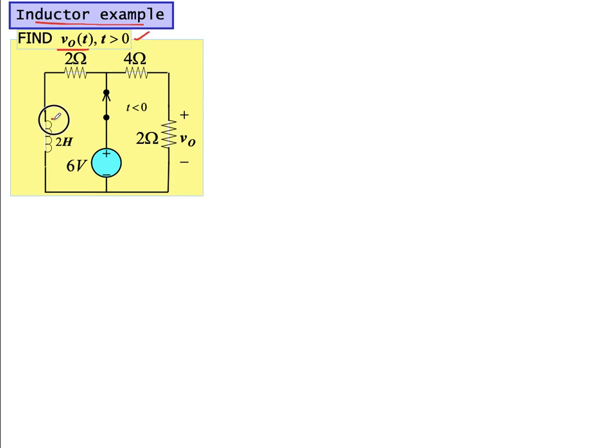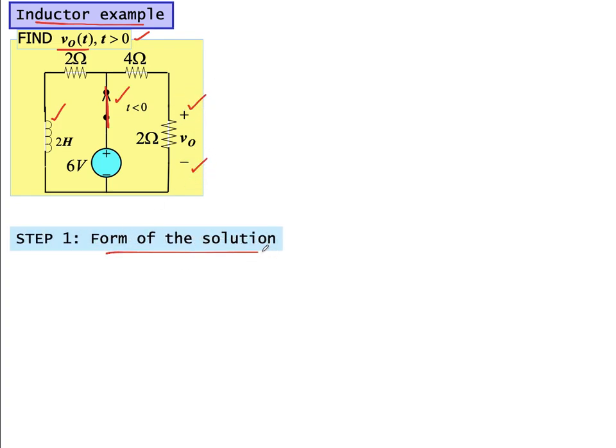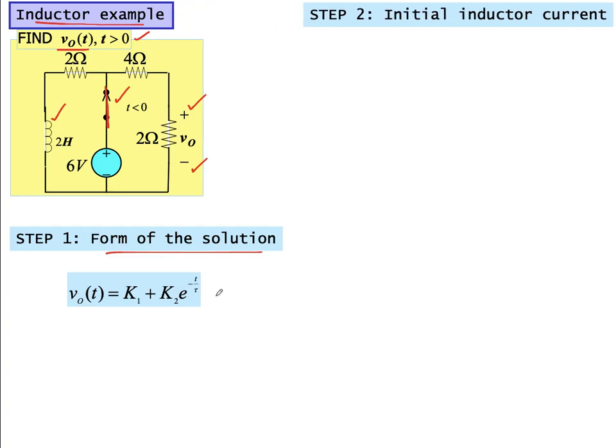Here we can see we have an inductor in this circuit. For t less than 0 the switch is closed, and for t greater than 0 the switch will be open, and we need to find the voltage across this resistor. First of all, write down the form of solution that we require. In this case, the output will be K1 plus K2 e raised to the power minus t by tau, and we need to find the initial inductor current, which is i(0+), and for that we need to find i(0-).